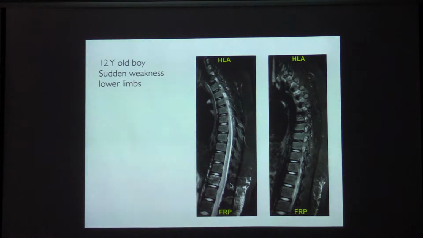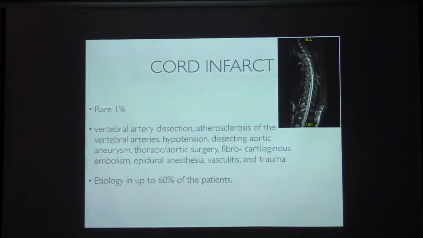It's a cord infarct. There's no other lesion in the world that will harm the vertebral body, only half of it. It's just because the segmental artery that's coming from the aorta is supplying one half of the vertebral body. So this is 100% a cord infarct in a 12-year-old boy.